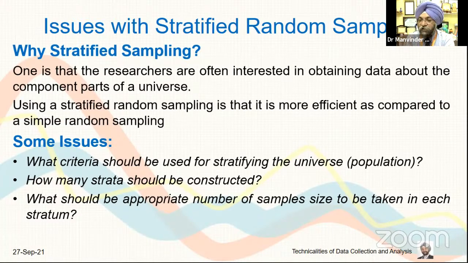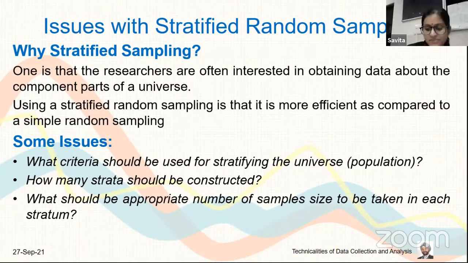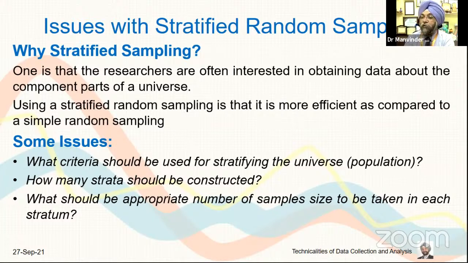Sorry, 5,000 people. Yes, 5,000. So what will you do? I'll take 5% from Rajasthan. Absolutely, you have to take 5% of 1,000, which means 50 people from Rajasthan. Right. Now you start searching for the people you know in Rajasthan.